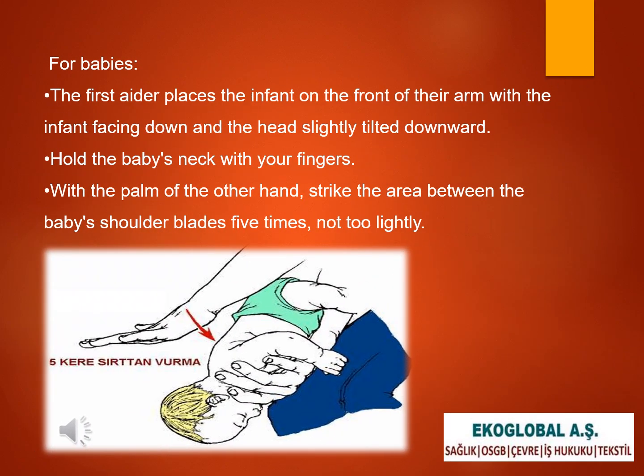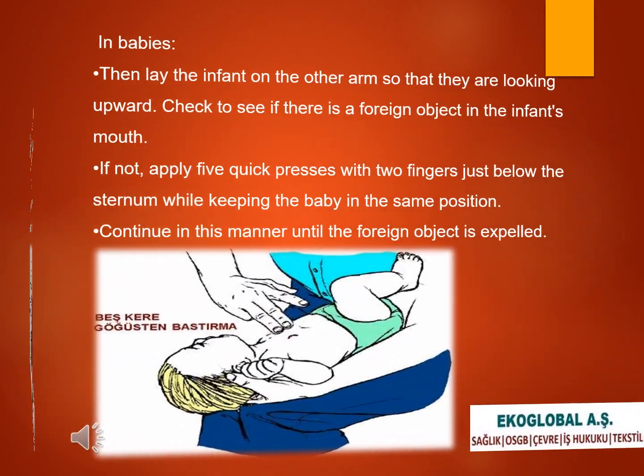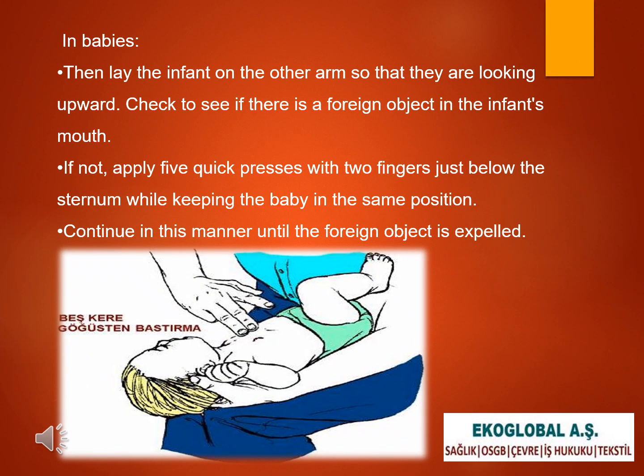For babies, lay the infant prone on your forearm with the head slightly down. Support the neck and deliver 5 firm back blows between the shoulder blades. Turn the infant supine on the other arm. If no object is visible, apply 5 quick chest thrusts with 2 fingers just below the sternum. Alternate until the object is expelled.